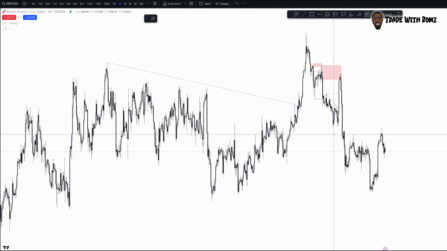So as price has done this, what you can see here is we've had the inducement to the high side, but then the question is, how do we get in? How do we find smaller time frames? Or how do we find some kind of pattern to get in on? And this is the way that I do it.